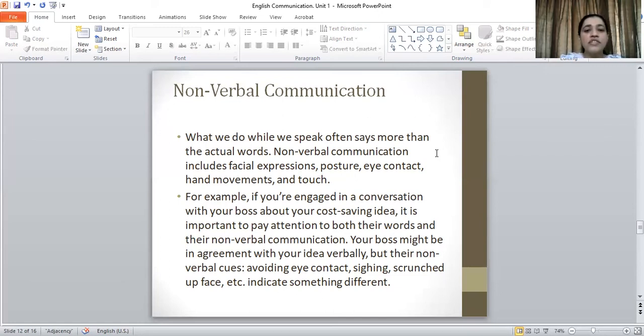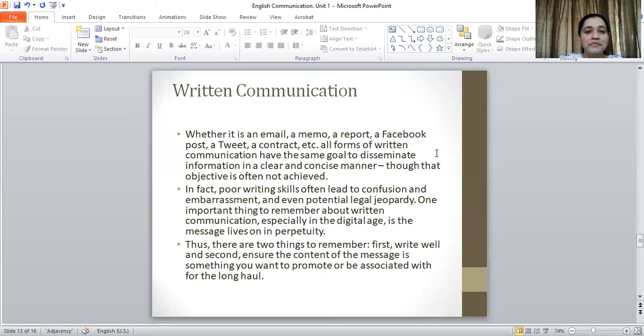If you're engaged in a conversation with your boss about, say, cost-saving ideas, it's important to pay attention to both their words and their nonverbal communication. Your boss might be in agreement with your idea verbally, but their nonverbal cues, stuff like avoiding eye contact, sighing, scrunching up their face, etc., indicate something different. So while your boss may be nodding at you, if he does any of these things, it means that he's not on board with your idea completely, and you need to investigate that further.